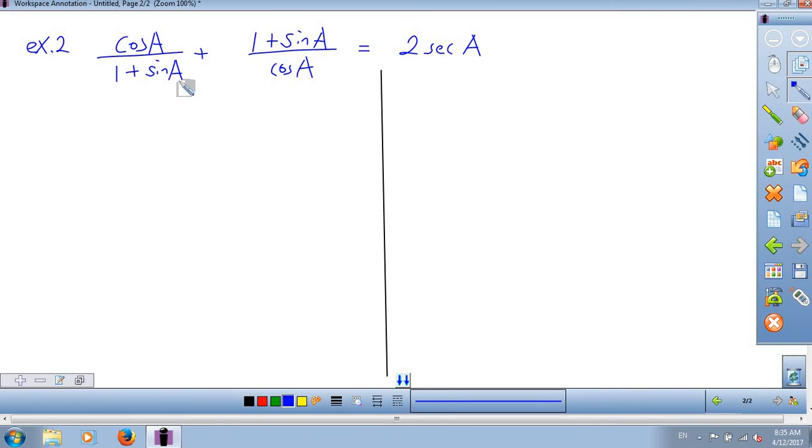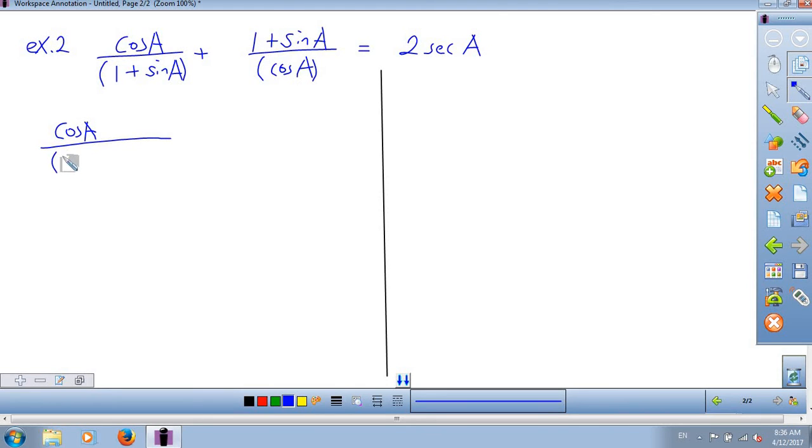And how can we combine them? How can we make them simpler? Well, we can combine the fractions, but in order to combine the fractions, we have to have a common denominator. Now look at the denominators right now. Here the denominator is 1 plus sine. Here the denominator is cosine. They don't have any common factors, so the common denominator would be the product of the two denominators together, which means you just have to multiply them together, right?